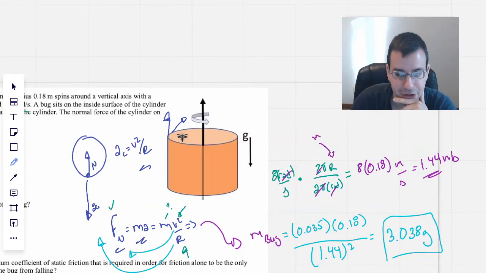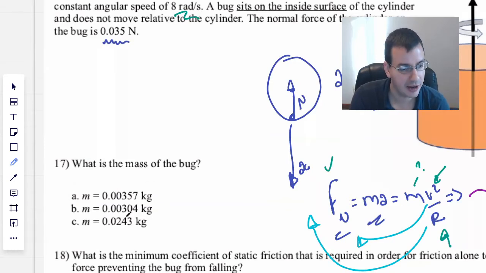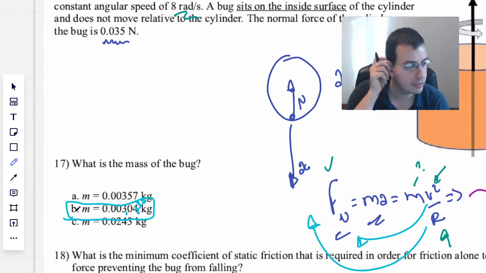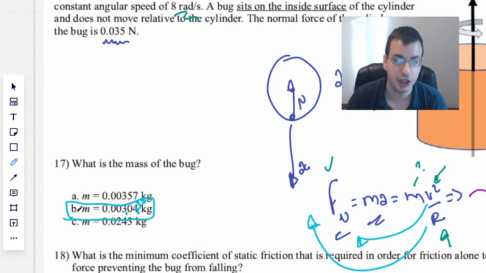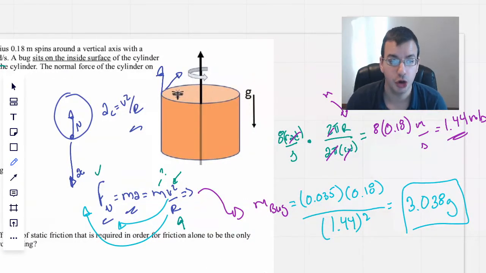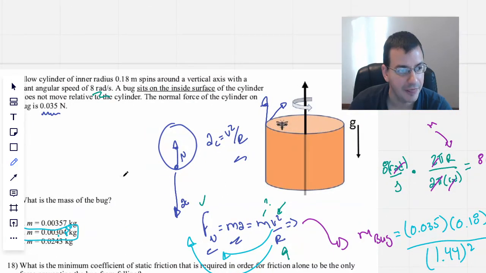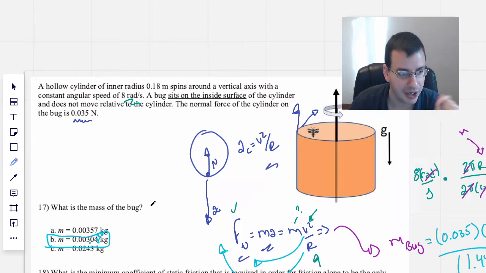Let's see what we want. 3.038 looks like this one right here, about the same. So the mass of the bug will be 0.00304 kilograms, or as we said, 3.038 grams. We were able to find that based on the normal force that's provided.